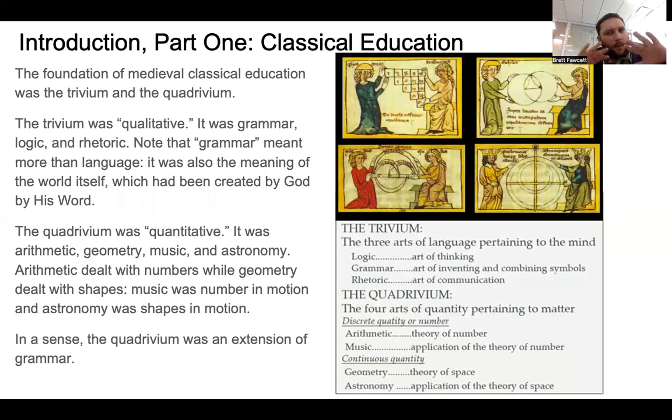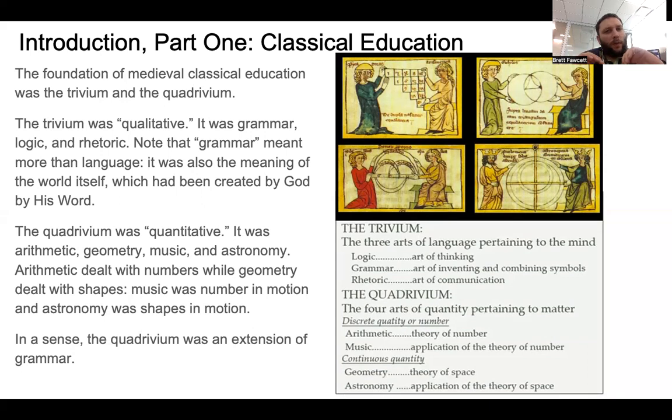Okay, so we've got to lay some preliminary groundwork here. First of all, classical education is a medieval holdover, right? The foundation of medieval classical education was the trivium and the quadrivium. Now, the trivium was what we would today call qualitative: grammar, logic, and rhetoric. But grammar did not just mean language. It's also the meaning of the world itself. There was a grammar in the universe because it was created by the word of God, and there was meaning to it and intelligibility to it.